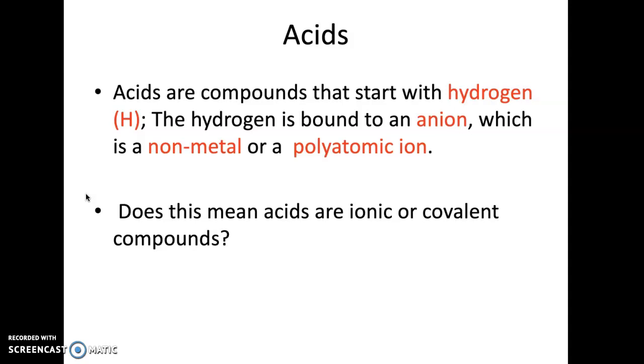The reality is acids and bases are broader than compounds that just start with hydrogen for acids or end with OH for bases. But for our class, that's all we're talking about. Realize if you were to study beyond this in chemistry, you're going to get a broader definition. So anyway, acids are compounds that start with hydrogen, or H. So if I see H in front, it's an acid. The one exception, water. That hydrogen is usually bound to an anion, which is a nonmetal or a polyatomic ion.